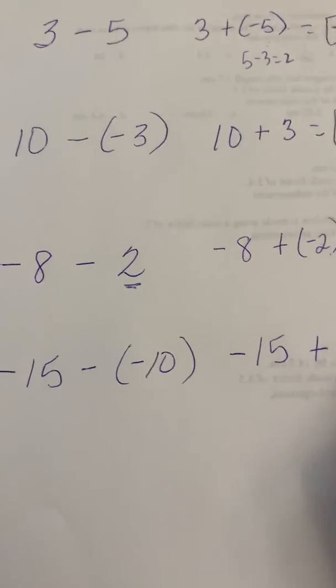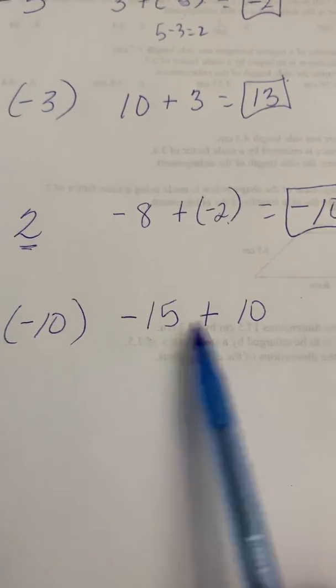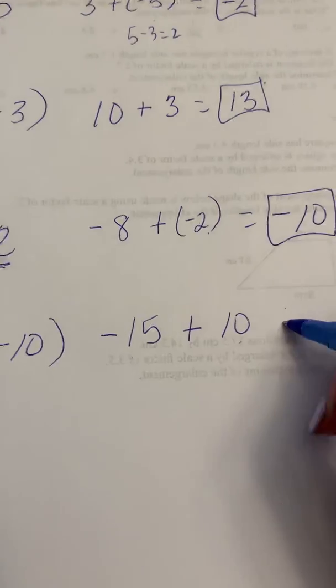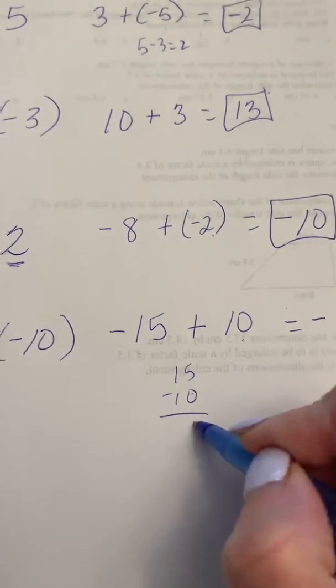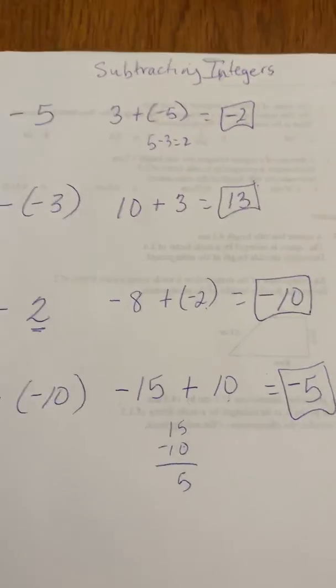We're going to add the opposite. So it's important we remember yesterday's lesson too. We have integers that have opposite signs. 15 is the bigger digit, so we're going to keep that sign and we're going to find the difference between the two. And the difference between 15 and 10 is 5. So our answer is -5.